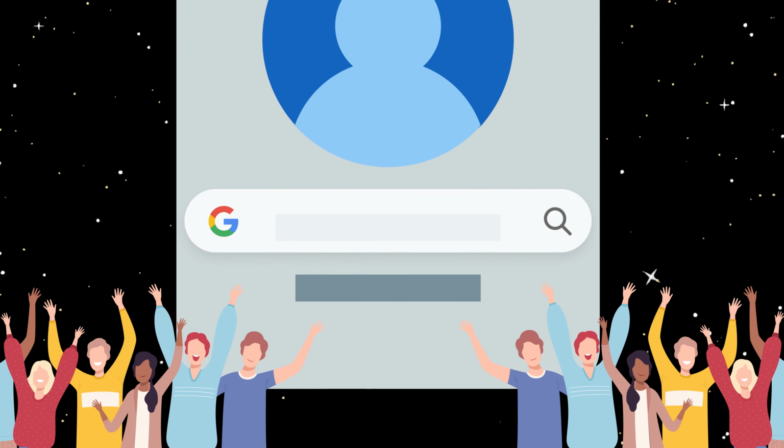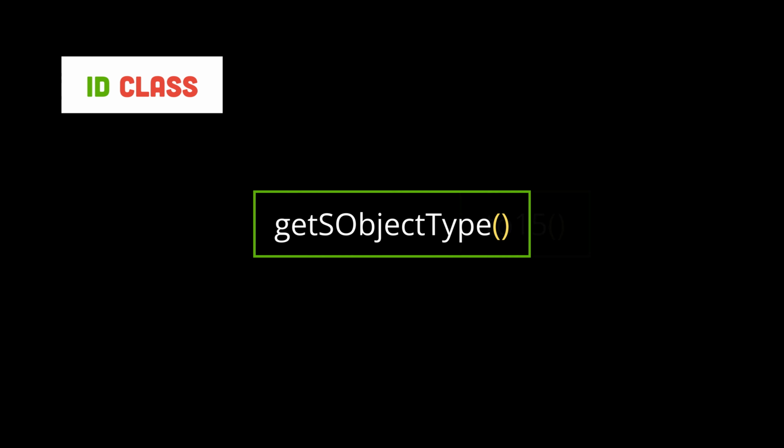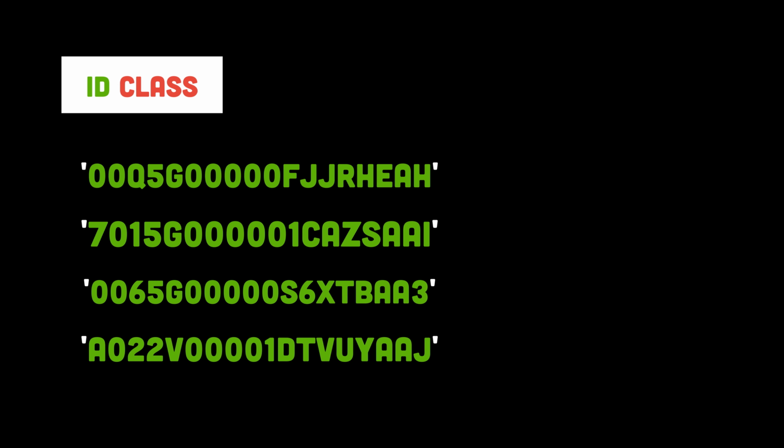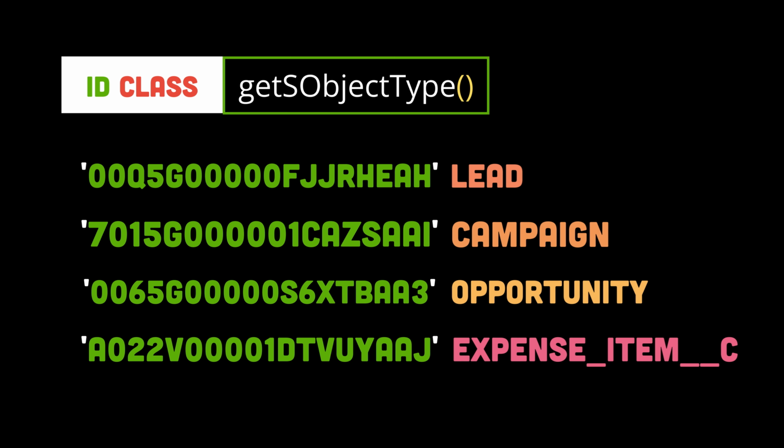Moving on to the ID class in Apex. For this class, we will discuss the getSObjectType method, toFifteen method, and the valueOf method that accepts 2 arguments. If you ever come across a situation where you have a bunch of Salesforce IDs but don't really know what SObject it belongs to, well, getSObjectType can help you fix that.